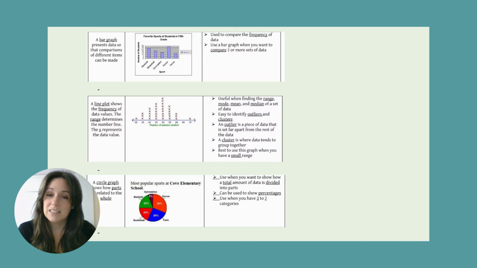So, this is a statistical concept, and we are specifically going to be looking at choosing the best graph for the data that we have so that we can have the best visual representation of the information that we are trying to get across. So, let's take a look.